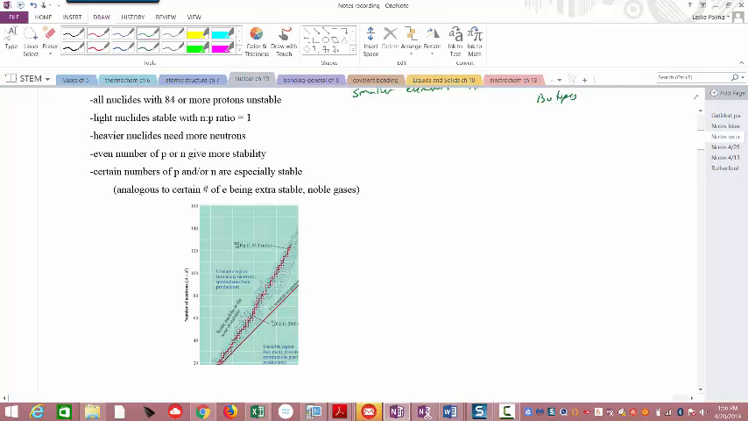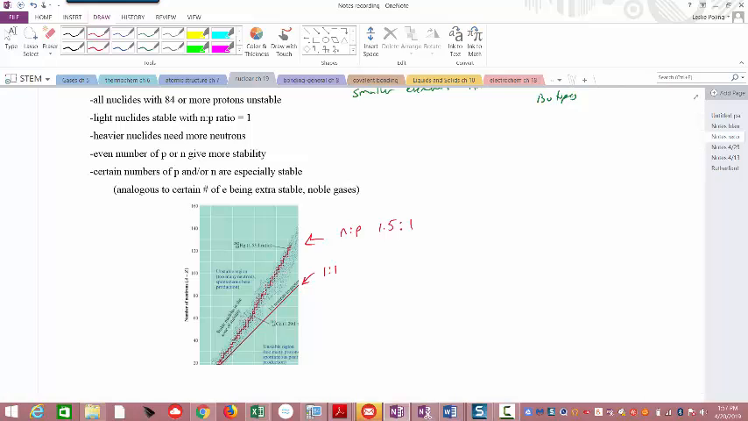So if you look, this red line there is the 1-to-1 ratio, and the red dots are the stable nuclei. And so you can see we start off at a 1-to-1 ratio, and then we go more to 1.5 neutrons for every 1 proton being the stable ratio.